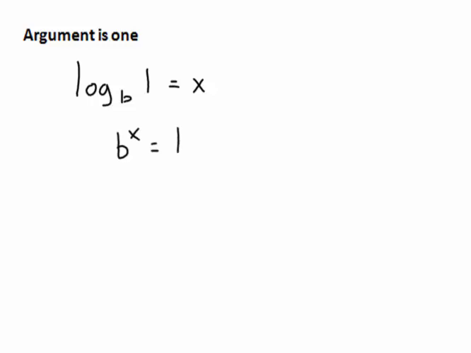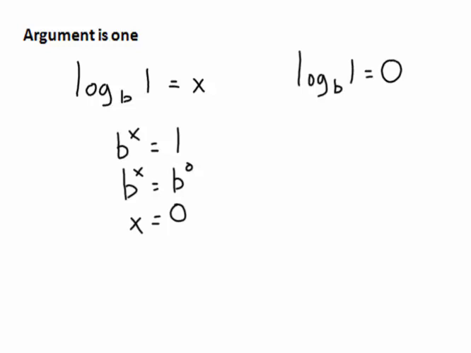So we can write the number 1 as whatever base we like, as long as it has an exponent 0. And so what we have is b to the x is equal to b to the 0, which means x must equal 0. And that leads us to our first rule for logarithms. Log of any base, when the argument is 1, the solution is always 0. There's our first rule that we're going to use.